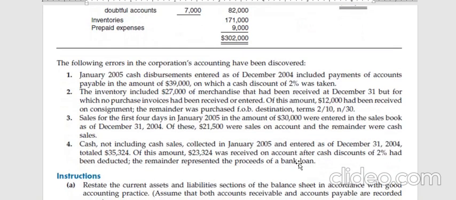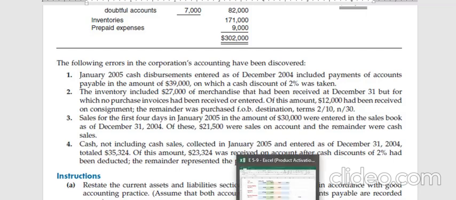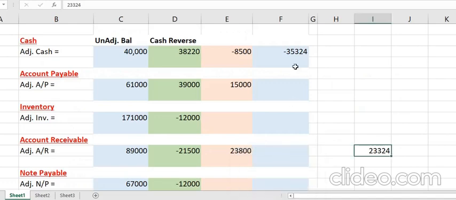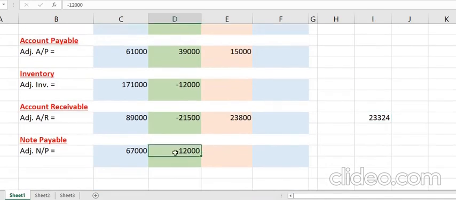Now that we realize we made a mistake of recording a transaction into a wrong time period, we need to reverse this as well. Just like we reversed the cash here, the 12,000 effect of that, I've already written it here, so it would be minus 12,000 also.